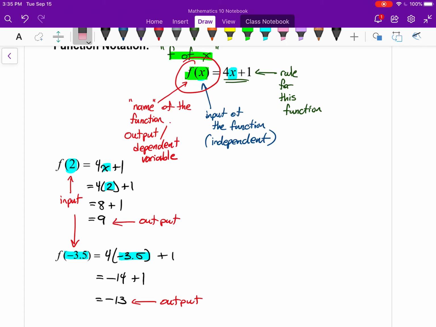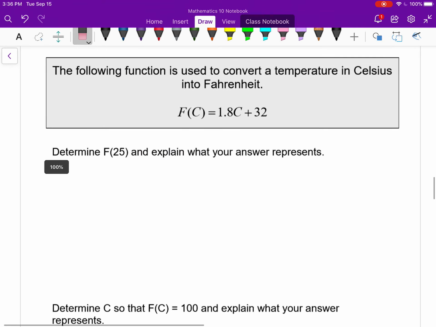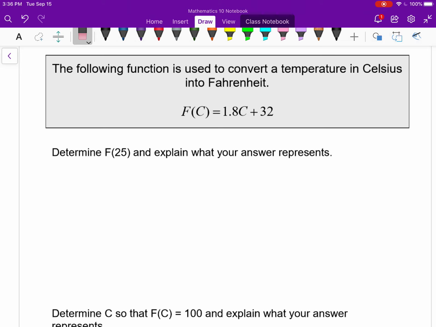So with that said, the last thing I want to look at is a function that is not just a random made-up function, a function that represents a relationship, in this case, between Celsius and Fahrenheit. So this equation here tells you how to convert a temperature in Celsius into Fahrenheit. And so the C we see here, that represents Celsius. That's the independent variable.